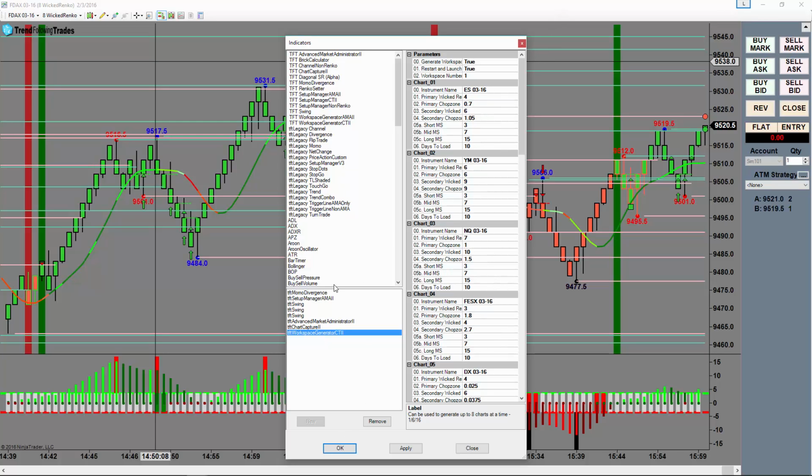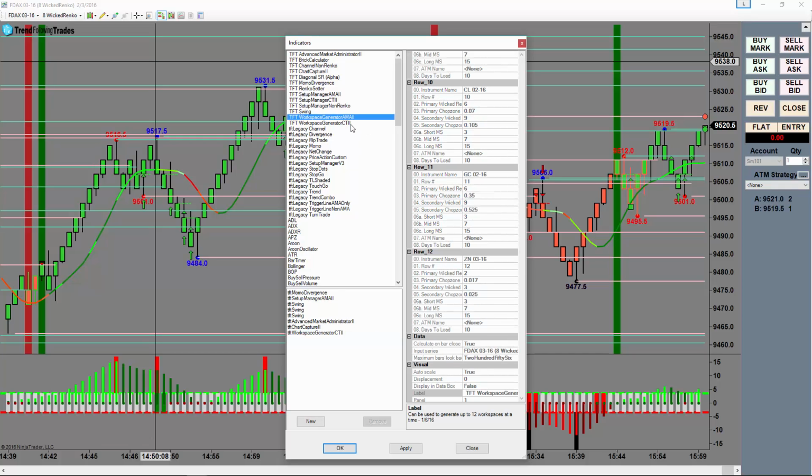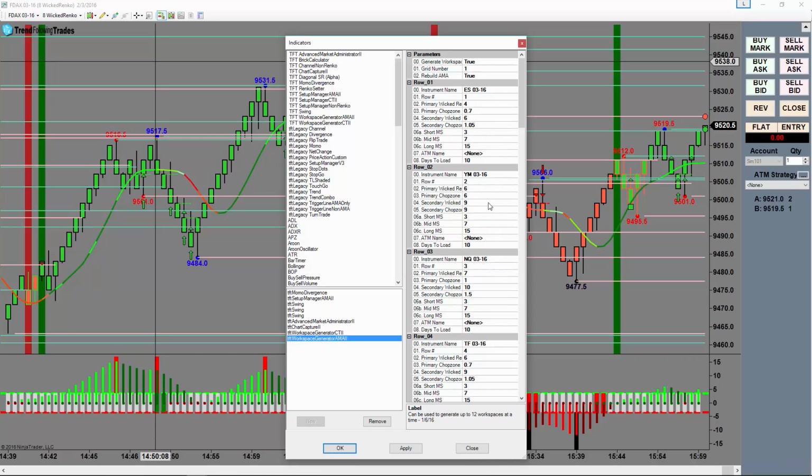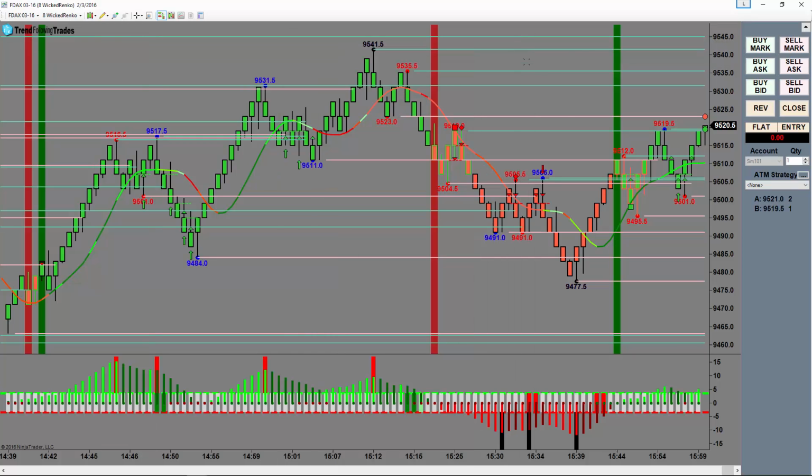Or you bring in the AMA workspace generator, and it has 12. If I say new here, if you're a purchaser of that, it has 12, full grid, same thing, primary, secondary, and then here's your ATM if you want to not pick from a none category and actually put the name of your ATM. NinjaTrader doesn't allow you to pick an ATM from a drop-down menu, so you have to type it in here. But when we create our own interface, we do create a drop-down menu, but here you actually have to type it in. You hit OK, it creates a full grid for you of 12 markets.